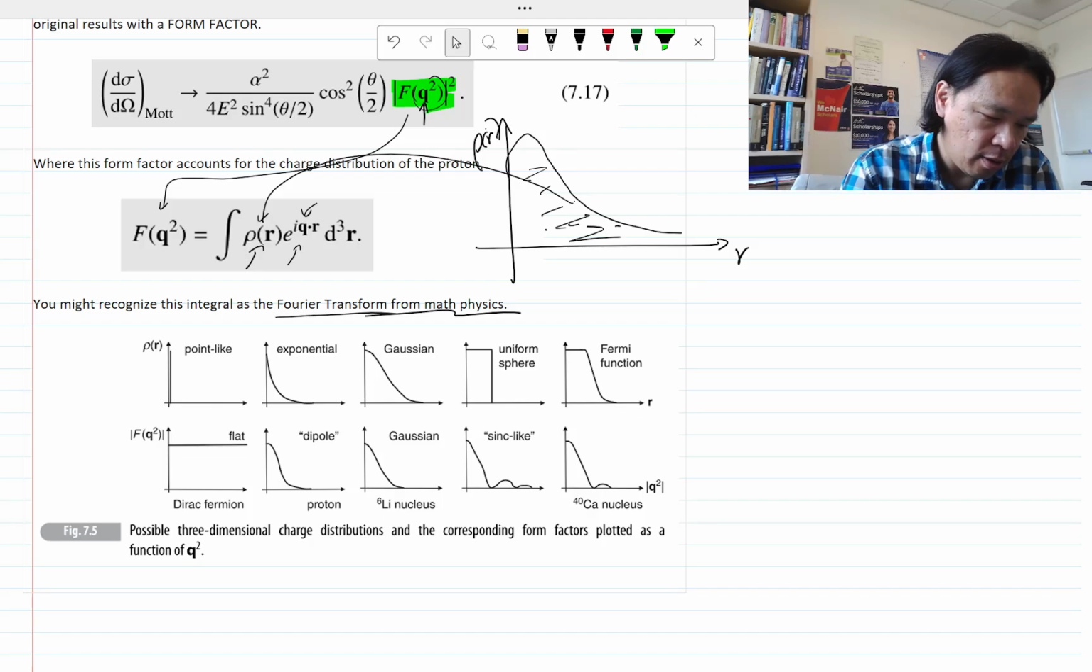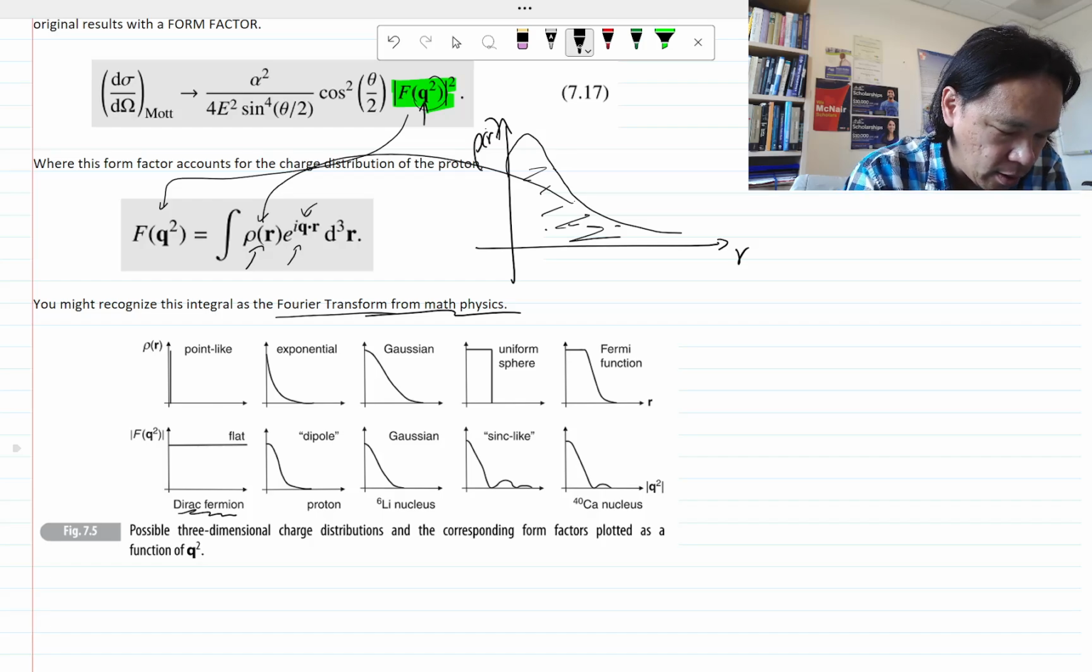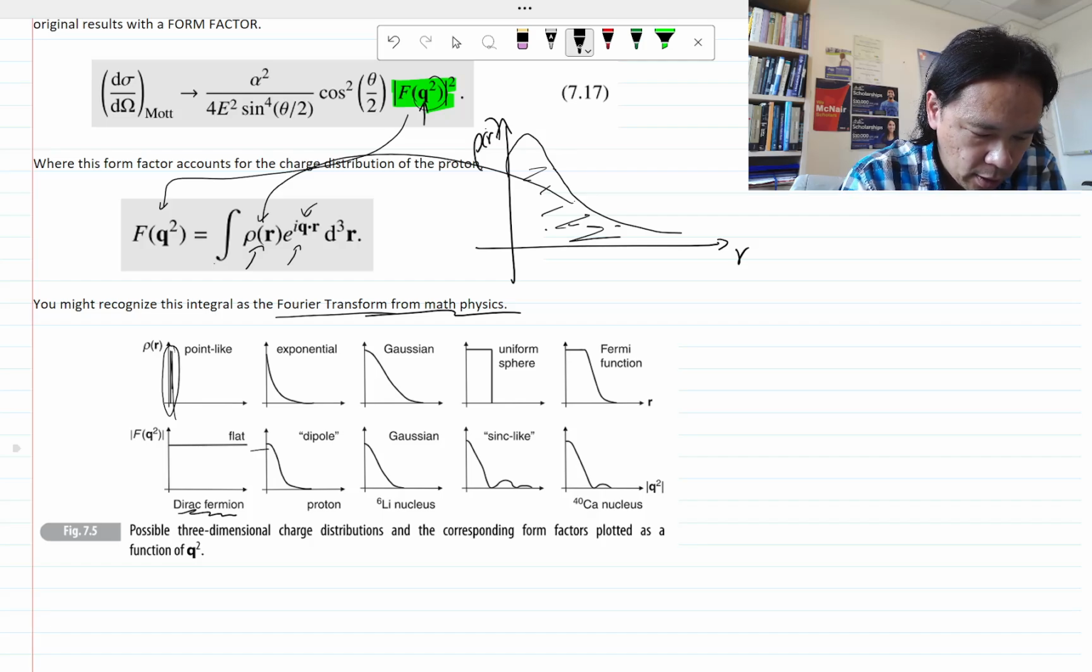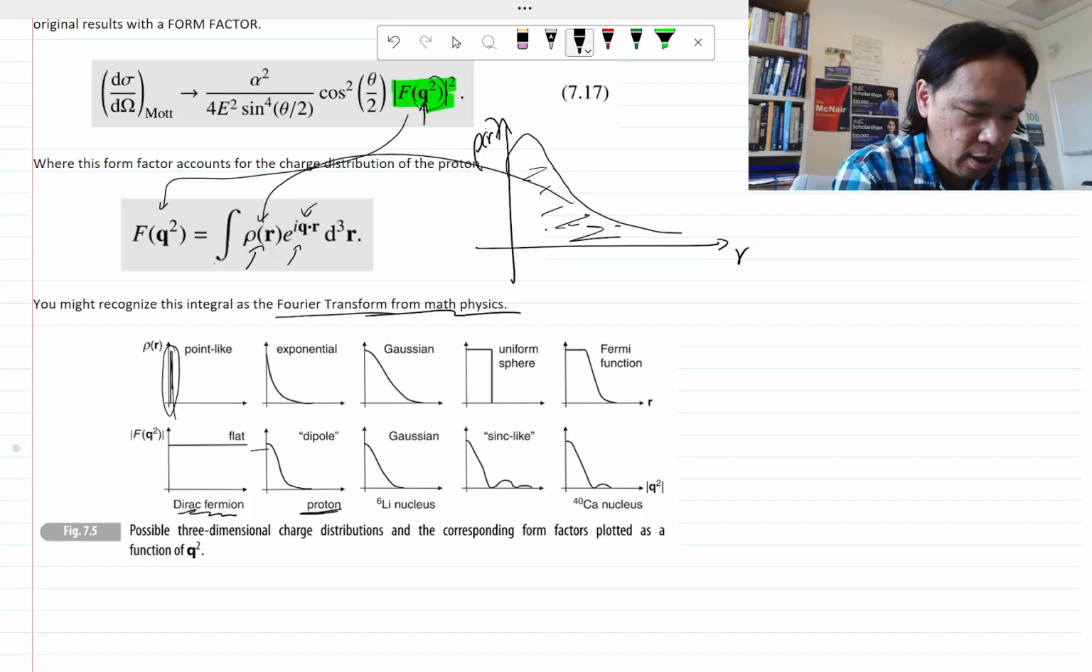Okay. There are other models of how to model these charge distributions inside a non-elementary object. So in the case in 7.2, we modeled the proton as a Dirac fermion, meaning it is just a point-like object. So what happened is that this integral actually just gives you a flat function. For the proton, we're going to model it as an exponential decay, and then it's going to turn into this thing called a dipole. Okay, it's actually not a dipole.